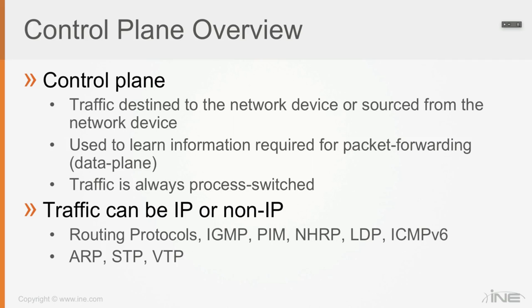And also we have some non-IP traffic, which is part of the control plane, like ARP, responsible for IPv4 to MAC bindings, which is required for the forwarding plane as well, and STP and VTP, which are protocols used by layer 2 devices, STP in order to forward packets in a loop-free manner, and VTP in order to populate the VLAN database from a central server.